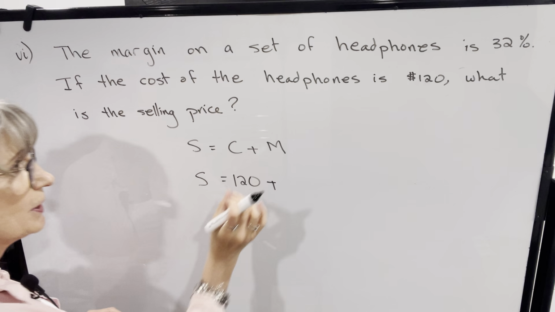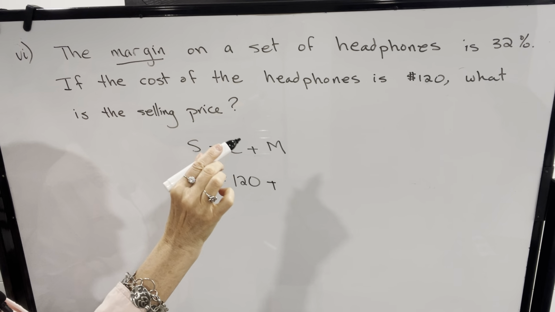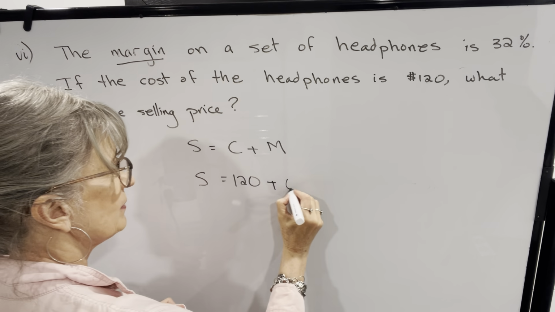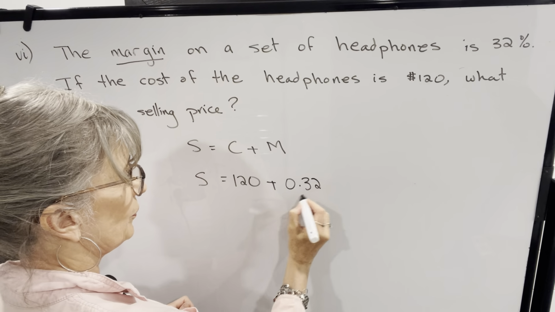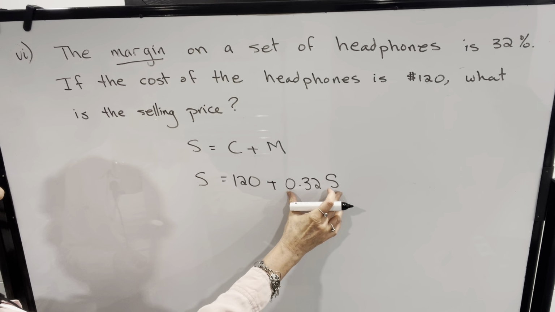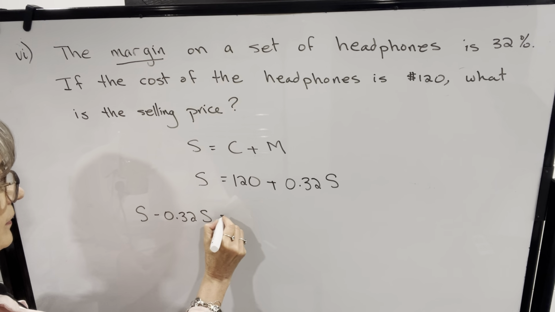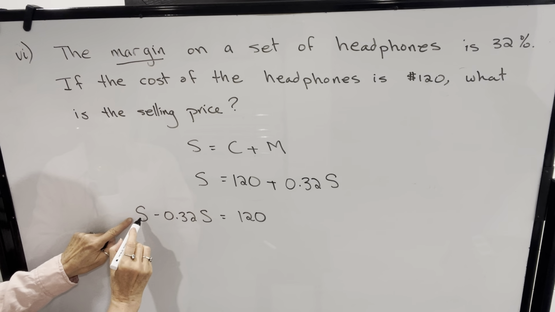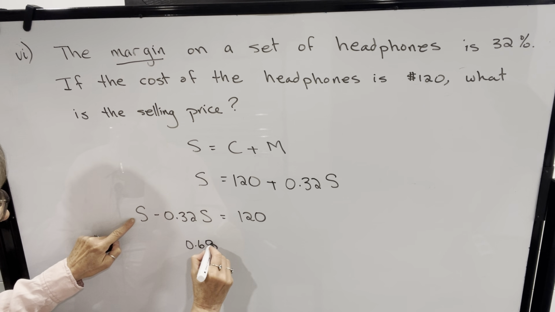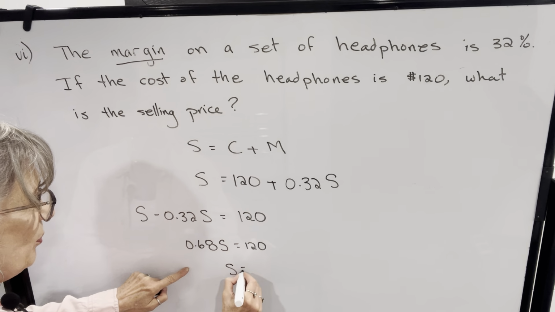And the amount of markup, because this is margin, that 32% is based not on the cost, but on the selling price. So that's going to be 32% or 0.32 times the selling price. Let's subtract this term from both sides. So we've got S minus 0.32S will equal 120. That's like 1S minus 0.32S, which is 0.68S, equals 120. And let's divide both sides by 0.68.